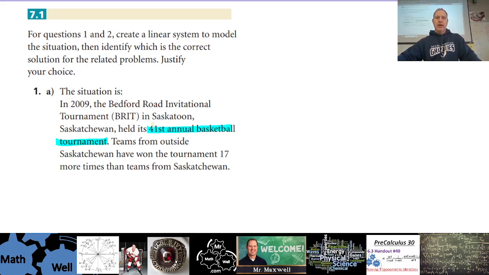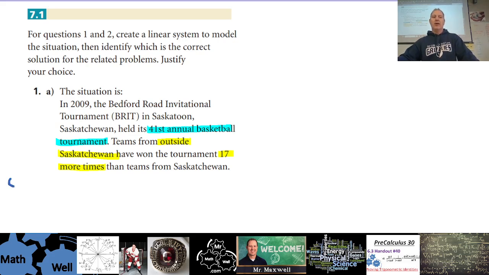Now let's keep reading. Teams from outside Saskatchewan have won the tournament 17 more times than teams from Saskatchewan. Okay, so here's the information for 2 equations. Now, first thing we want to do is say, what are the things we're asked to find? It doesn't ask you a question here, but the question that would be asked in this situation is, how many times have teams outside the province won, and how many times have teams inside the province won?